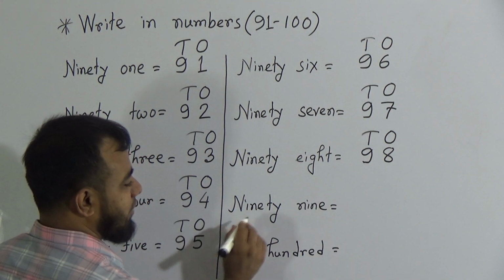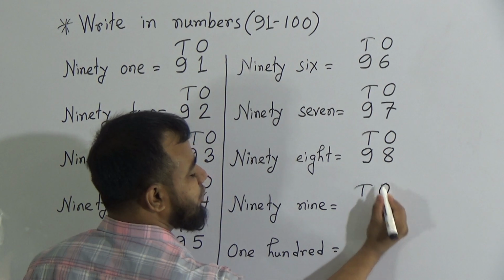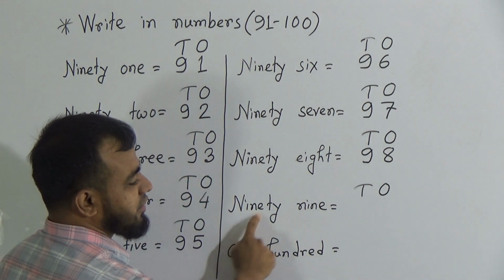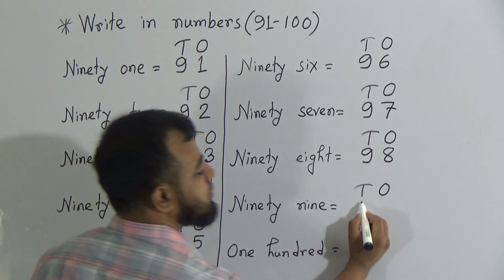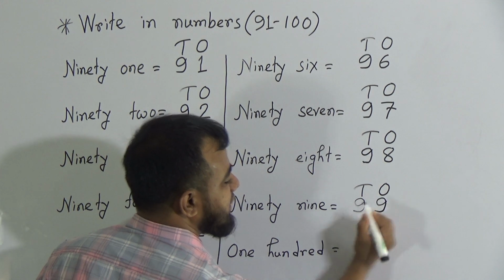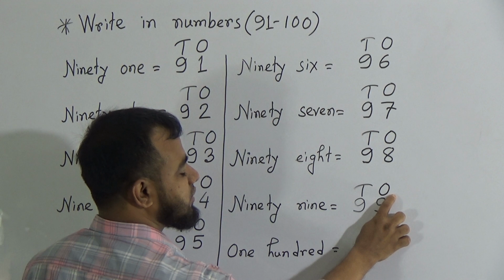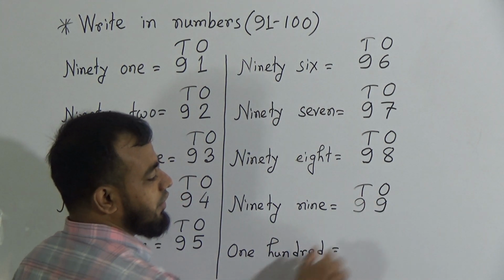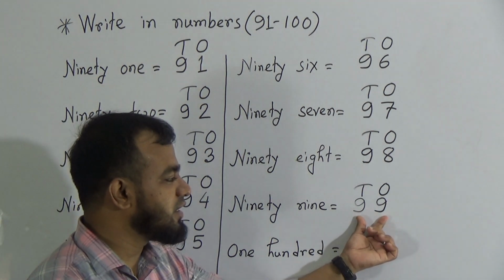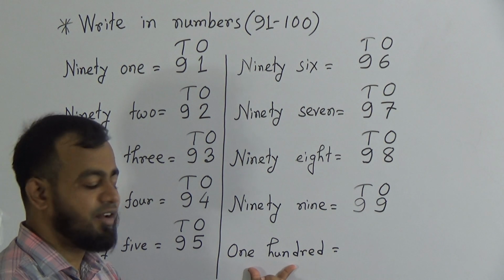After 98, the number that comes is 99. We need only the tens place and ones place to write down 99. Now to write down 90 we must write down 9 in the tens place, and to write down 9 we must write down 9 in the ones place. It makes 99. That means 9 tens and 9 ones makes the number 99, or 9 and 9 makes the number 99.